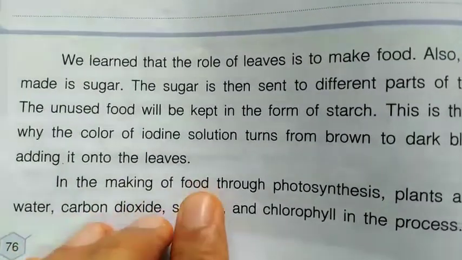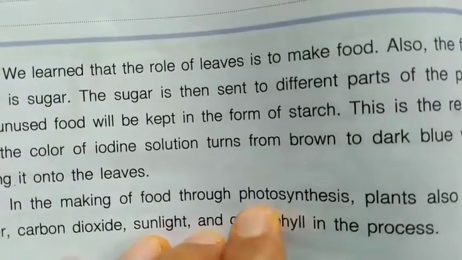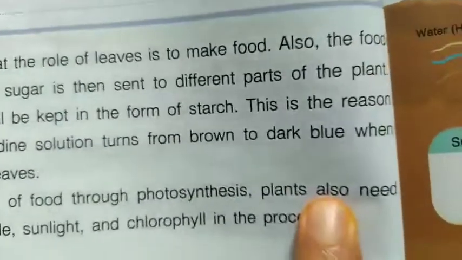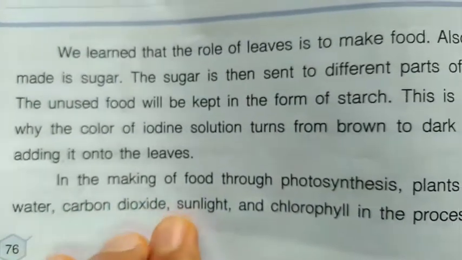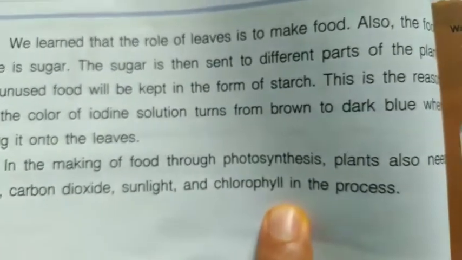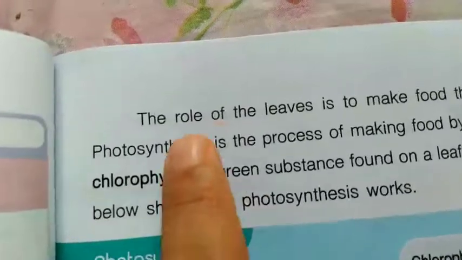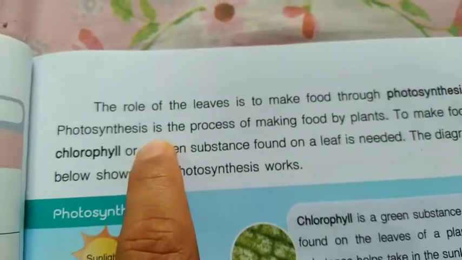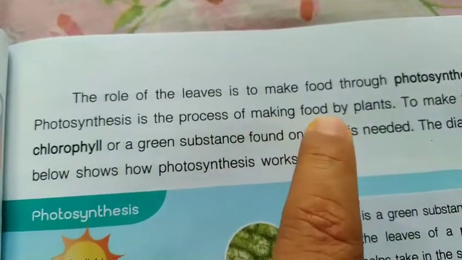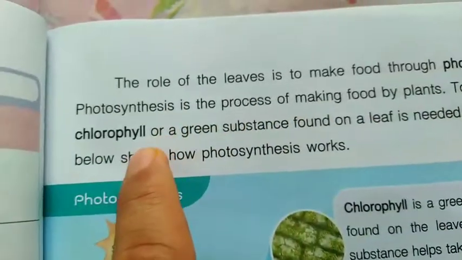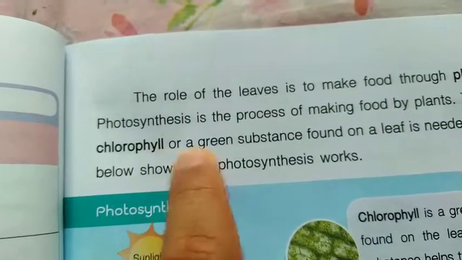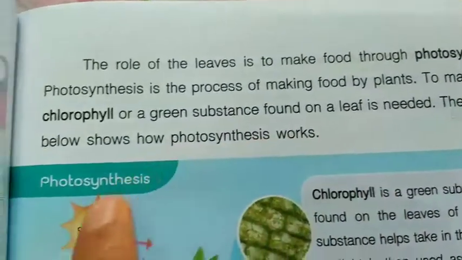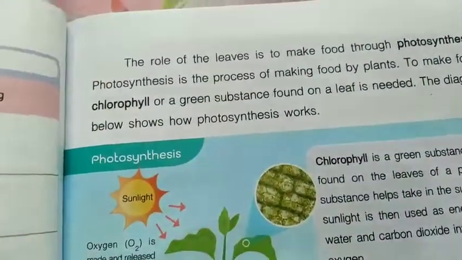So, in the making of food through photosynthesis, photo means working together with the sunlight, okay? Plants also need water, carbon dioxide, sunlight, and chlorophyll in the process. How it's done, we will study here. The role of the leaves is to make food through photosynthesis. What is photosynthesis? It's the process of making food by plants. To make food, chlorophyll, the green substance found in the leaf, is needed. The diagram below will show how photosynthesis works.